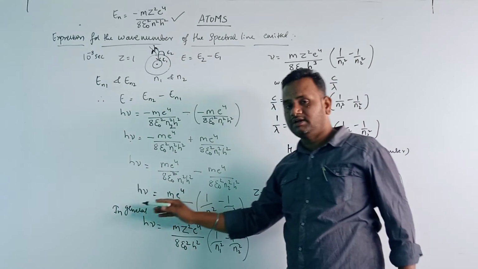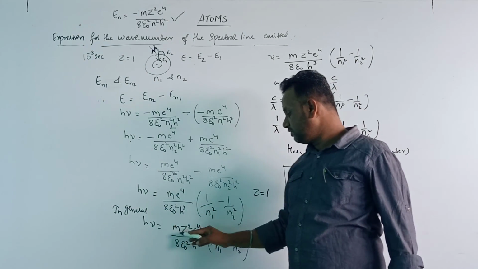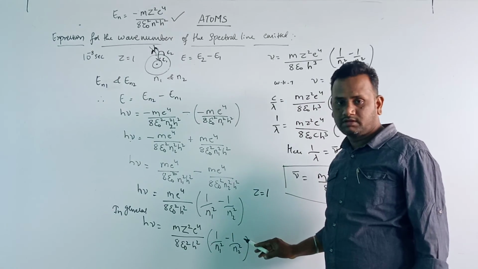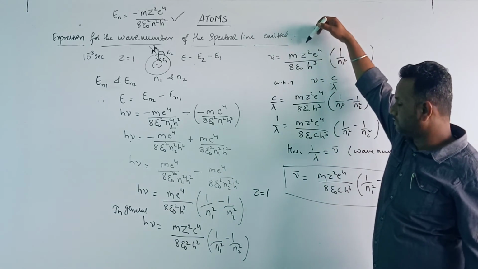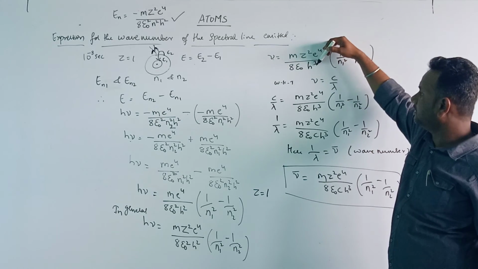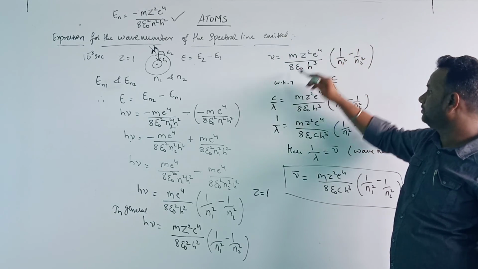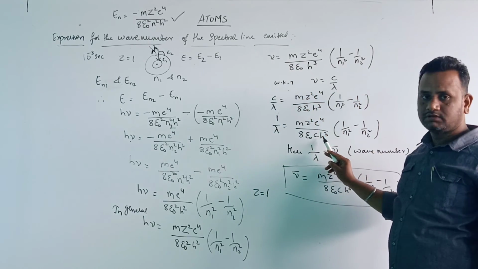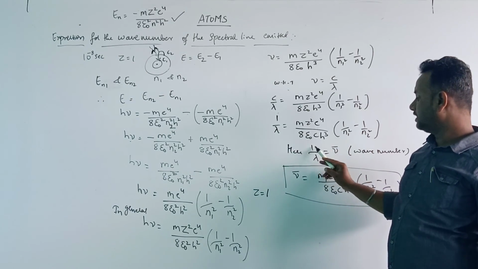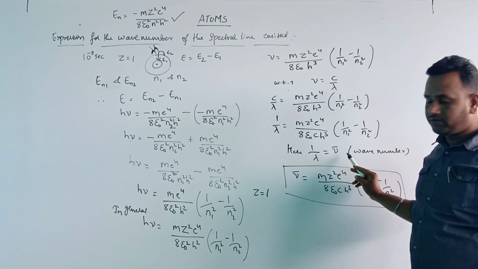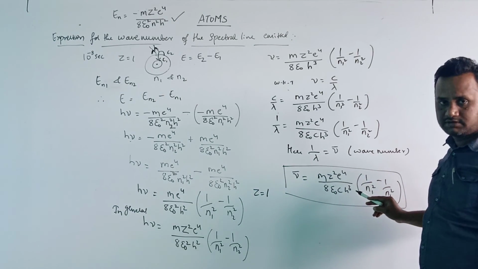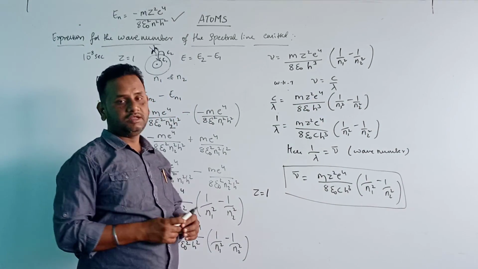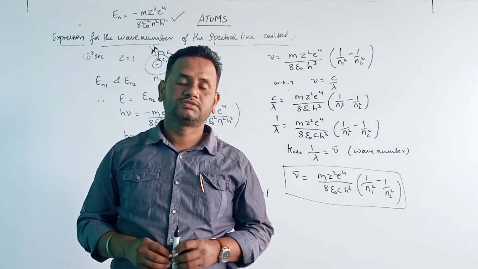If I take the general form of that equation, then h nu is equal to m z square e to the power of 4 divided by 8 epsilon square h square into 1 by n1 square minus 1 by n2 square. Here nu is equal to, I have taken this h to the denominator of the RHS side, then it becomes h cube. We know that nu is equal to c by lambda, so I have substituted c by lambda in place of nu. Again I have taken this c to the denominator of the RHS side. The reciprocal of the wavelength is the wave number, and its wave number is given by this expression. So this is the required expression for the wave number of the spectral line emitted. In the next class we will discuss the next topic.